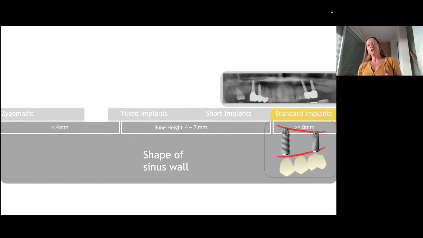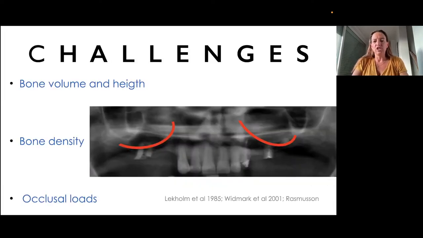So let's see how we plan. Here, imagine that we have this case that we have at least 8 millimeters in the area of the first molar. So in this case, you can see we can go with standard implants. We place our implants and then we place a bridge with no complications, nothing special, all good. What type of challenges do we have?